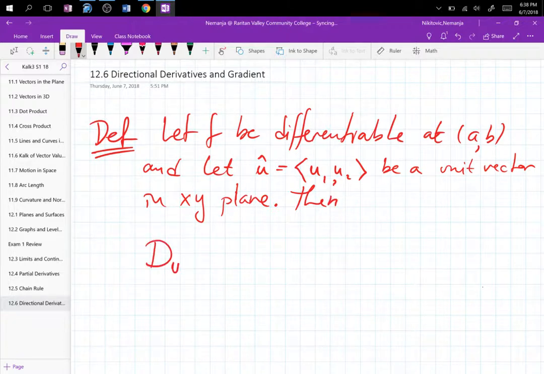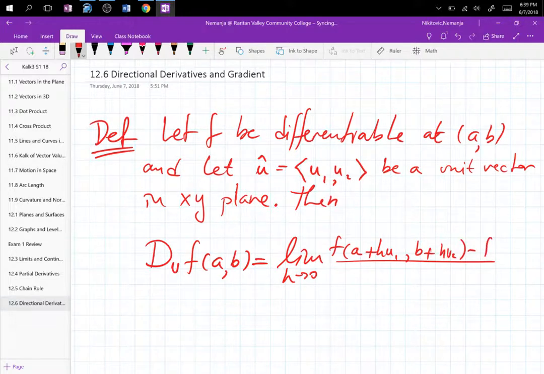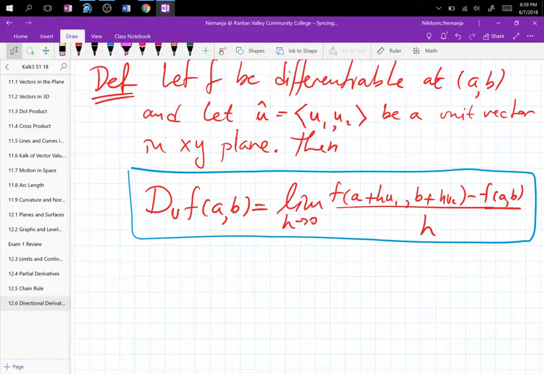So the derivative in the direction of u of f at (a, b) is given by the good old limit of the difference quotient. So the limit as h goes to 0 of f of (a plus h u1, b plus h u2) minus f of (a, b), divided by h. So this is the official definition, but clearly you would have to solve the limit. So that would not be the way to compute this.